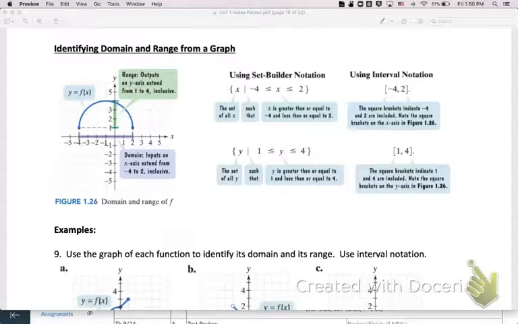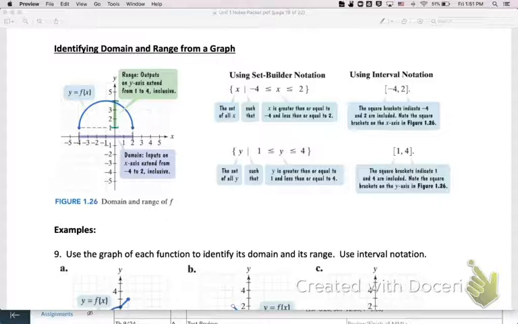Let's talk about domain and range. So the examples they've got up here, they've shown you how to switch it from set builder notation to interval notation. This is where interval notation really makes your life so much easier. I think it's easier to tell what's happening.